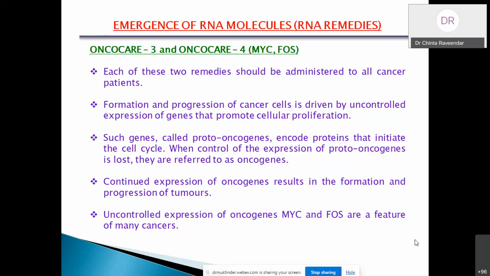Such genes, we call them proto-oncogenes. They encode the proteins that initiate the cell cycle. When the control of the expression of these proto-oncogenes is lost, they are referred to as oncogenes. Proto-oncogenes, everybody carries. When they become oncogenes, the cancer progresses. Uncontrolled expression of oncogenes, that is MYC and FOS, is a feature of many cancer cells.